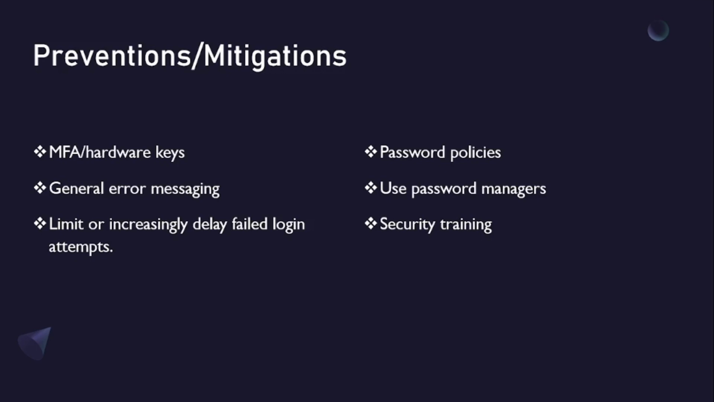Limit or increasingly delay failed login attempts. One of the most effective ways to prevent brute force and credential stuffing attacks is to limit the number of failed login attempts. This can be achieved by setting a threshold for the maximum number of login attempts within a certain time frame, after which the account is logged out. Alternatively, the system can increasingly delay login attempts after a certain number of failed attempts. All in all, you should implement mechanisms to prevent exploitation using automated tools.